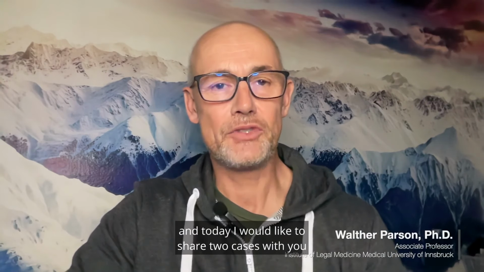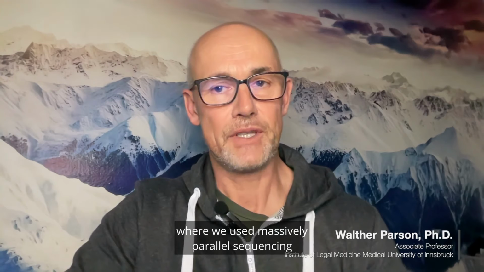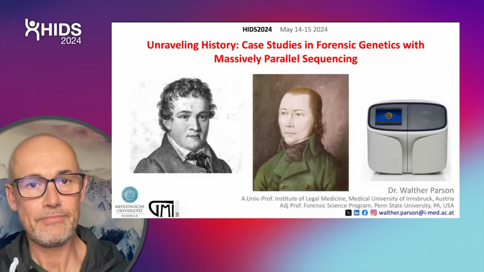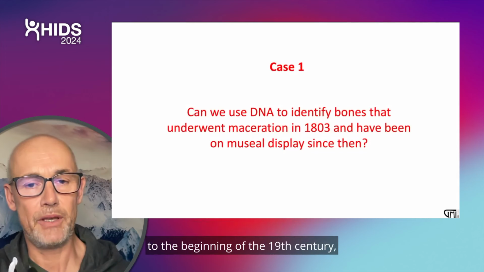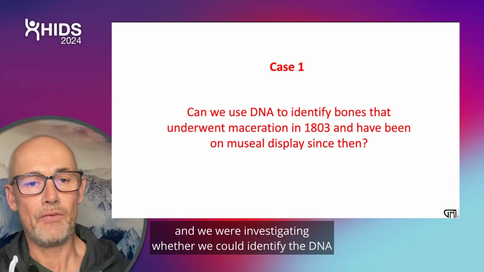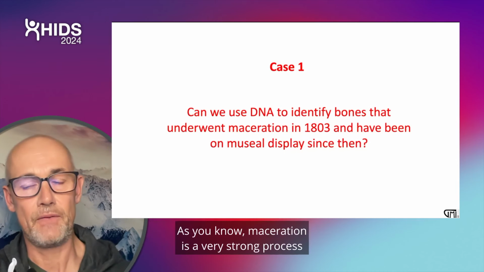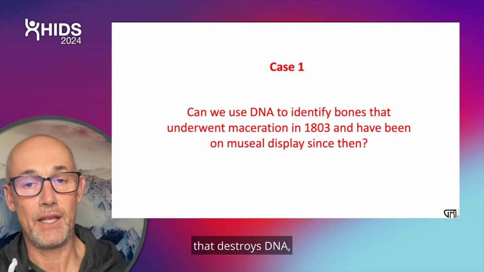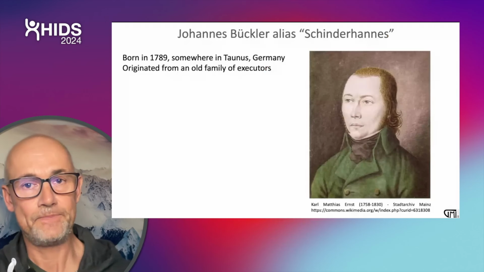And today I would like to share two cases with you where we use massively parallel sequencing in forensic genetics. Now the first case is a case that goes back to the beginning of the 19th century. And we were investigating whether we could identify the DNA in bones that have been macerated. As you know, maceration is a very strong process that destroys DNA. And in this particular case, that was the challenge.